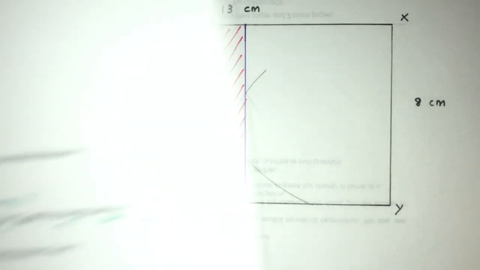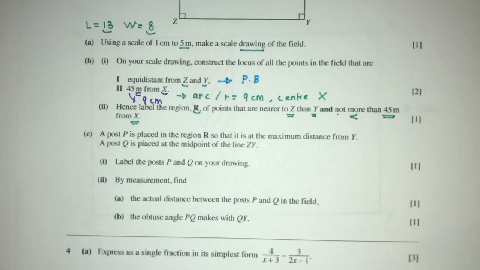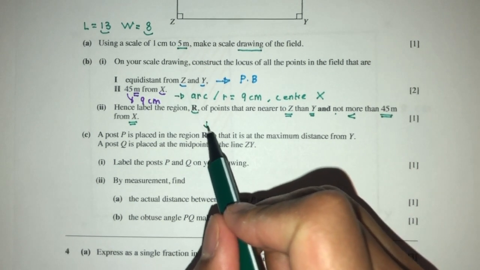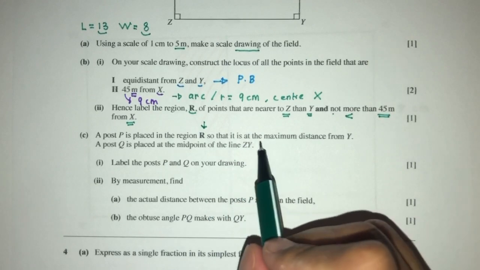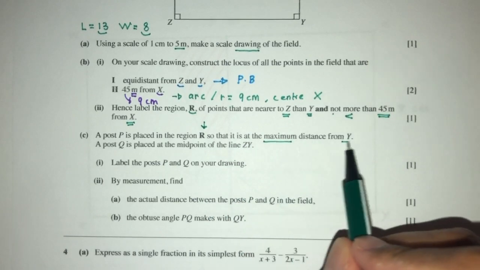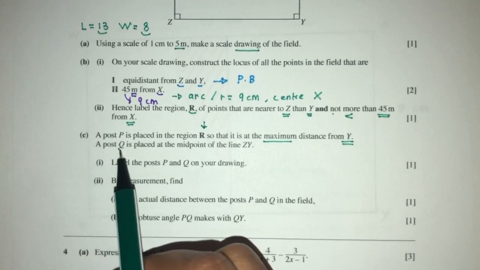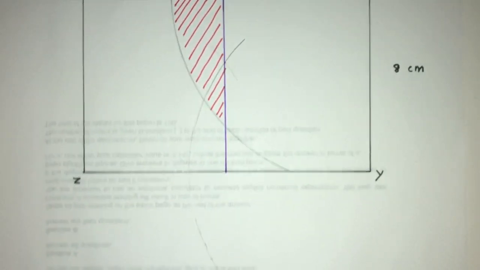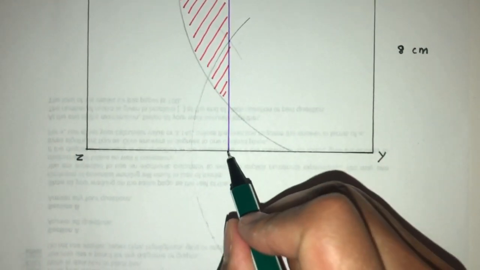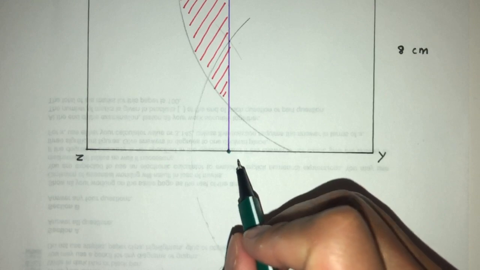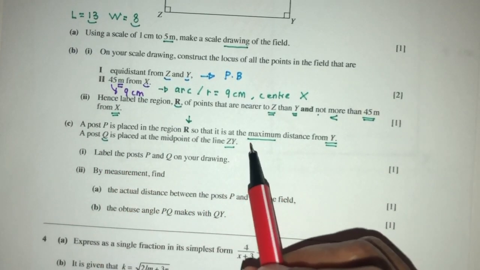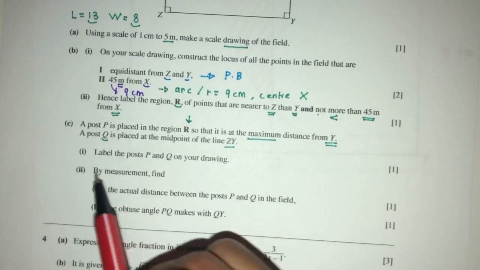Okay, now let's move on to part C of the question. We have a post P placed in the region R. Inside of R we have a post P so that it is at the maximum distance from Y. Now a post Q is placed at the midpoint of the line ZY. So Q, the line ZY, the midpoint will be exactly here. This is the point Q, the post Q. Now we also have a post P, at the maximum distance from Y. So label the posts P and Q.